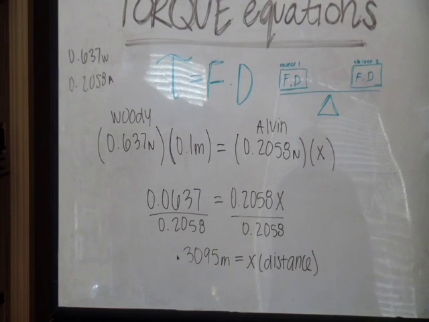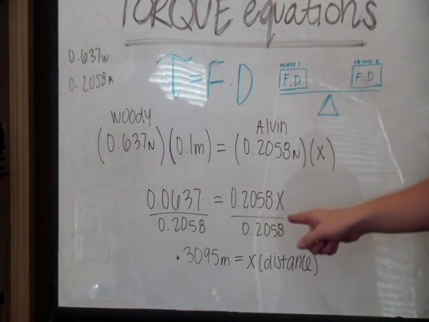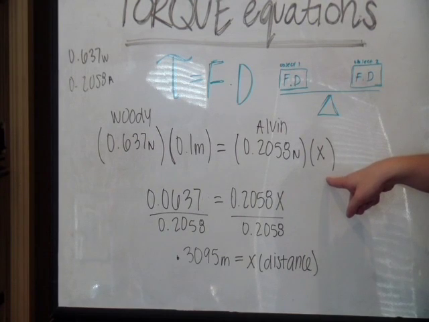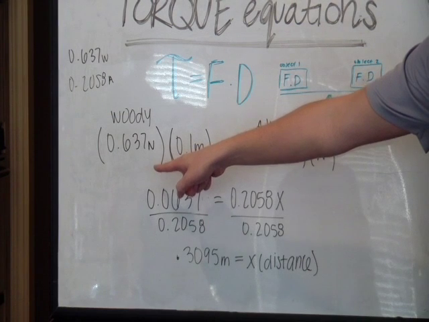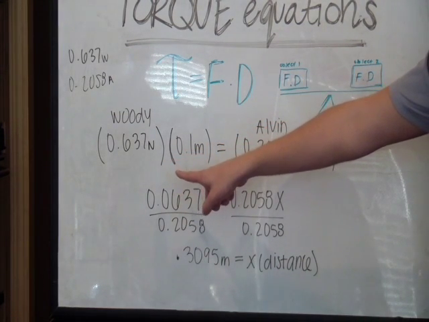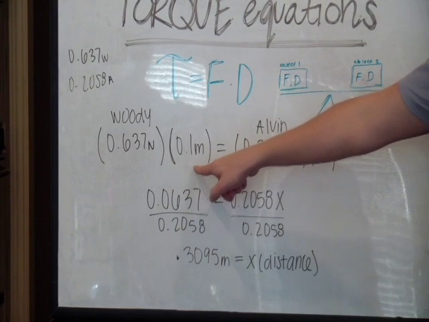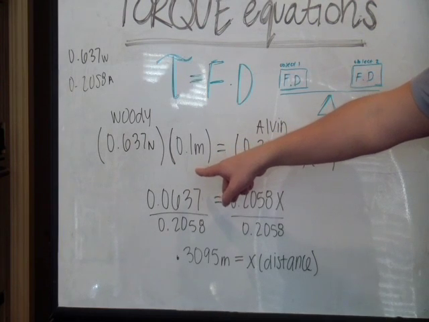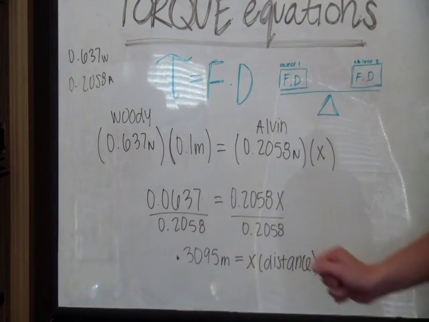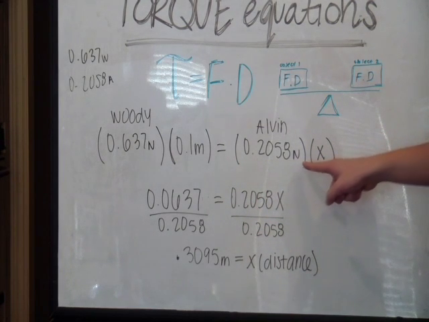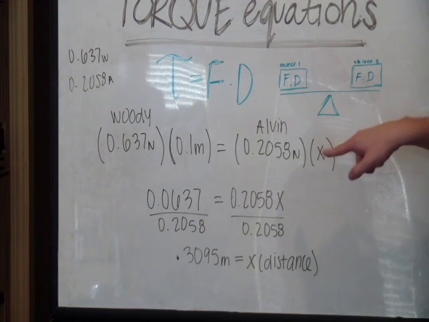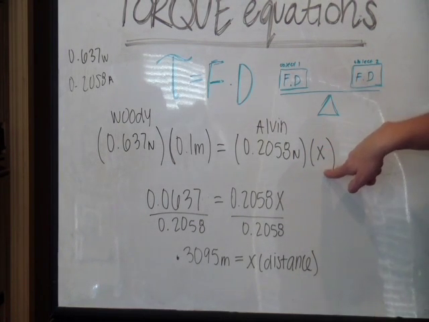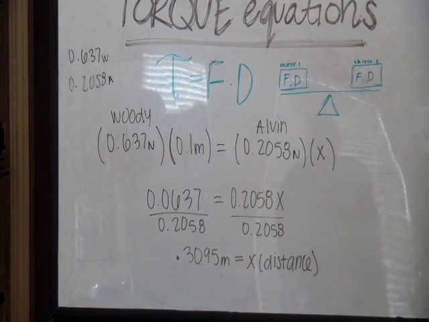So when trying to figure out where to put Alvin, we place x on that side of the torque equation. Woody equals 0.637 newtons, which we discovered from our earlier equation, and we multiply that by the distance he is away from the fulcrum, which is 0.1 meters. And we set that equal to Alvin's force, which is 0.2058 newtons, multiplied by the unknown distance, which is x.